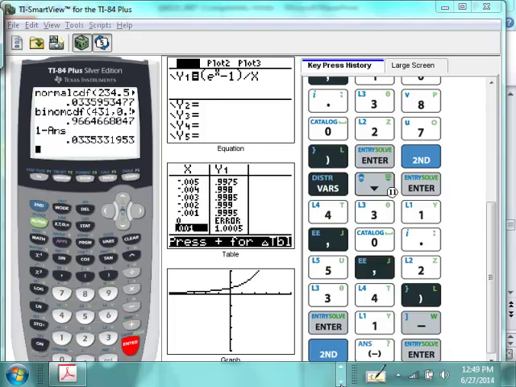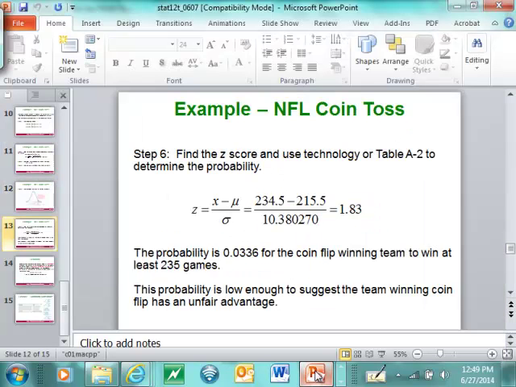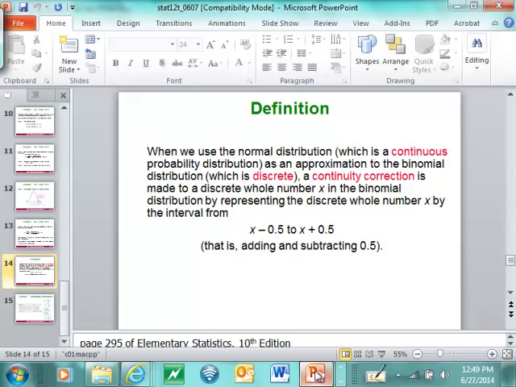So get to know how to do the normal approximation to the binomial. All the details are in your textbook, and you'll do some examples in the homework. And like I had mentioned earlier, the reason that we subtract 0.5 or add 0.5 is because of that so-called continuity correction. That's the issue that we have to deal with whenever we use a continuous distribution to approximate a discrete distribution. Okay.